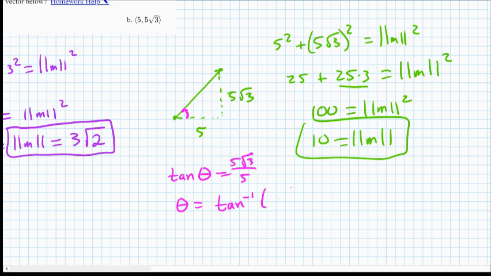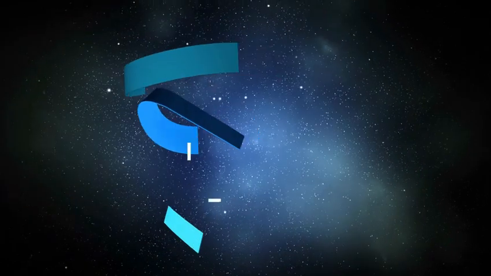And again, the 5 over 5 cancels, and I can really just do the inverse tangent of square root of 3, which when it spits that out, it will be exactly 60 degrees. And I don't have to subtract from 180 or anything like that because I'm already starting my angle from that positive x-axis. So our angle or direction is 60 degrees.